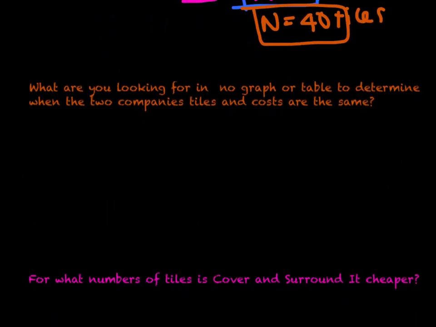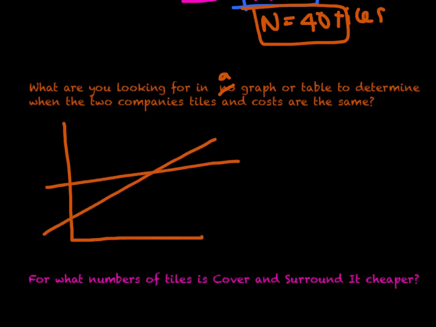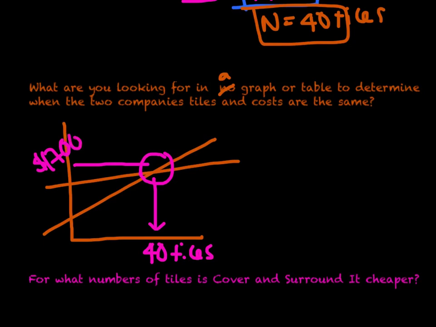What are we looking for in a graph? That should be a graph, not no graph. In a graph or a table to determine when two companies and tiles and costs are the same. So we just talked about it. Our graph would have some sort of intersection. We would know at that intersection, we would say, all right, this is where that 40 tiles occurs, and this is how much it costs when that tile occurs, and that is essentially the same information for both scenarios.